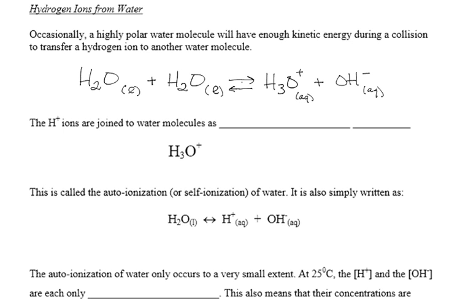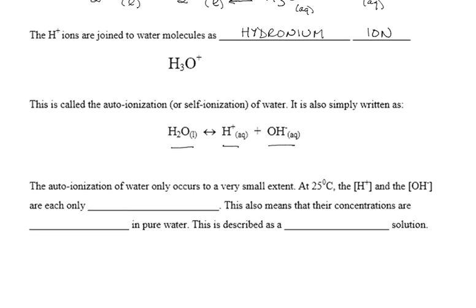The H plus ion joined to a water molecule is known as a hydronium ion, H3O plus. So you now have three ions you have to know for the acid-base unit: H plus, OH minus, and H3O plus. This is called the autoionization of water. We simply write it as this. So the H plus ion and the H3O plus ion are considered to be the same thing.